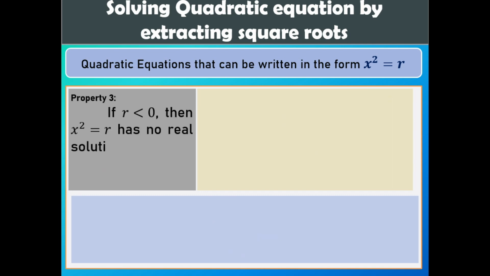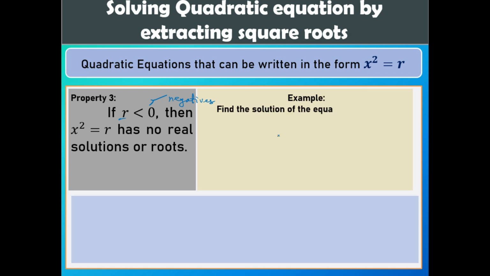Property number 3, if r is less than 0, then x squared equals r has no real solutions or roots. Now, pag yung radical naman, yung r, is less than 0, ibig sabihin mga negative numbers. Basta may sign na negative. So, meaning to say, it has no real solution. So, yung answer mo is not a number. So, lagyan mo lang na no real solution.